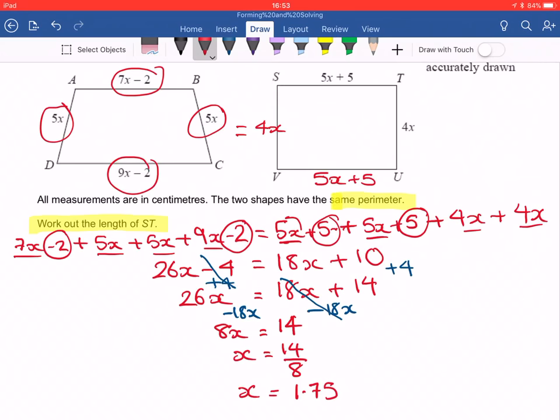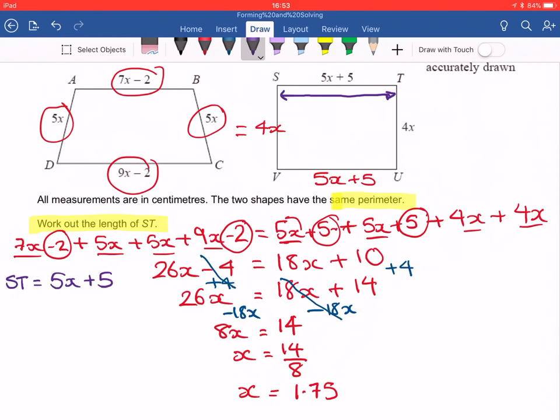Because they're asking us to work out the length of ST. Most questions ask you to solve for x or something similar, but this one's asking us a little bit more. So we need to work out ST. Let's find out what ST is. It's on a rectangle, and I'm just going to put an arrow. So this is ST at the top of your rectangle. I'm going to say ST, and it says that it's equal to 5x plus 5.